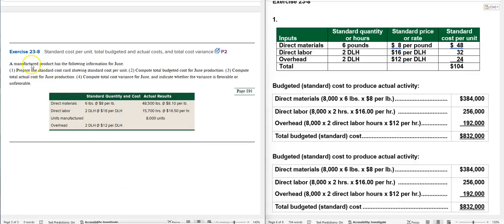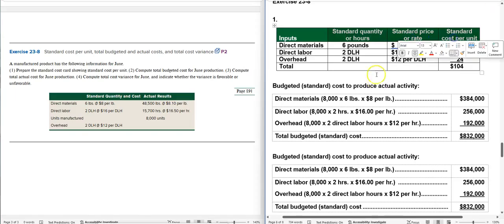This exercise is going to have us working with this company, and they are asking us to prepare a standard cost card, compute total budgeted cost for the month's production, and then compute the total actual cost, and then compute the variances. Okay, so let's take a look first at computing the standard cost card. And a standard cost card is going to determine what is it going to cost us to produce each unit of inventory.